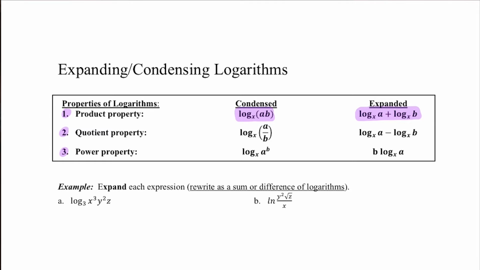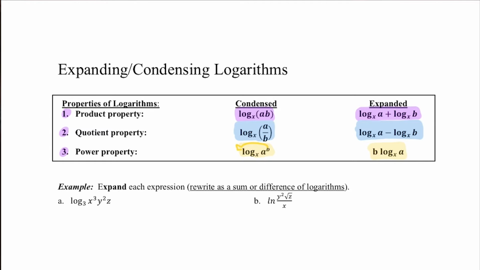The quotient property is the next one. It's just the opposite. So now if we have two things that are being divided, so log base x of a divided by b, we would use subtraction. This is log of the top minus log of the bottom. The last one is the power property. If you have an exponent on whatever is inside of your log, that can actually come down in front and be multiplied out in front of your log.